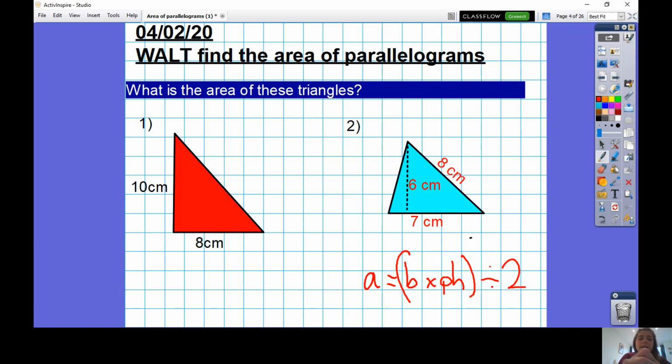Okay, you should have written the date, the WALT, and then underlined them with a ruler, and then written do now and done question 1 and question 2. Remember, this is to be done on paper, not on the computer. You need to make sure you're doing your maths work on paper, please.